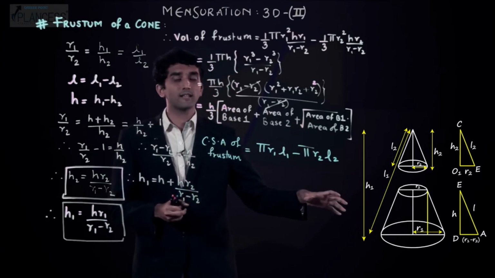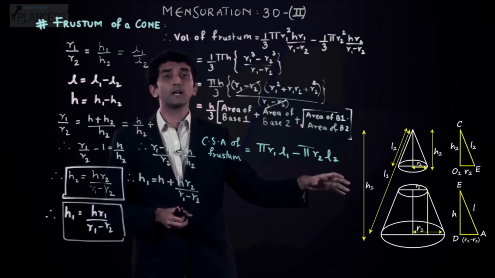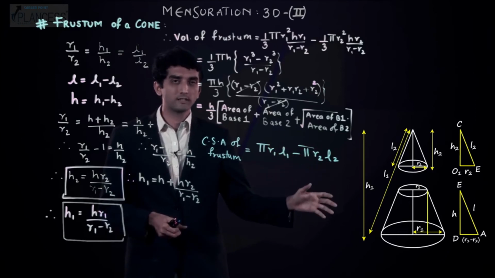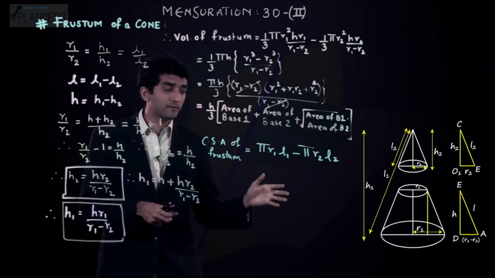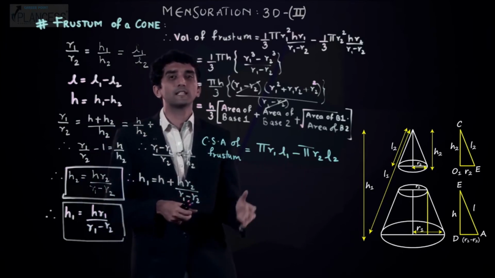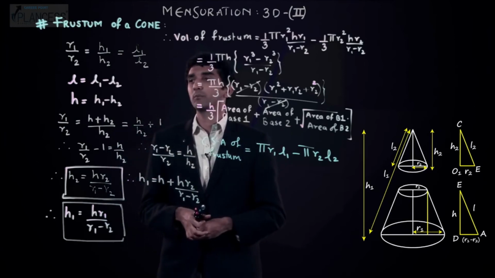Rather, there is a third thing as well. These two things are the volume of a frustum, which is nothing but pi h by 3 into R1 square plus R1 R2 plus R2 square, and the surface area or the curved surface area of a frustum, lateral surface area, is pi into L into R1 plus R2. And as I said, there's a third, one more important thing.